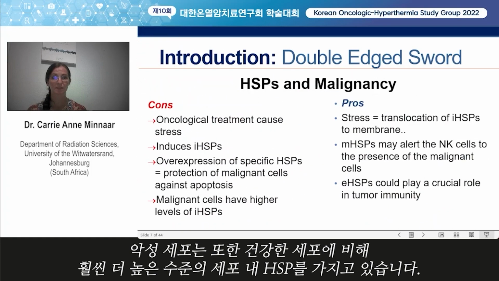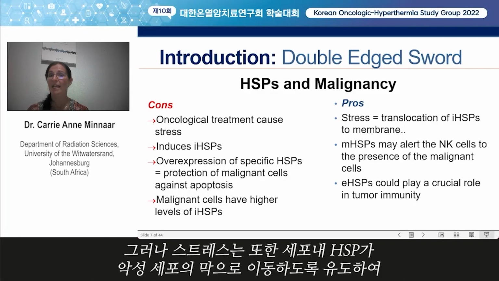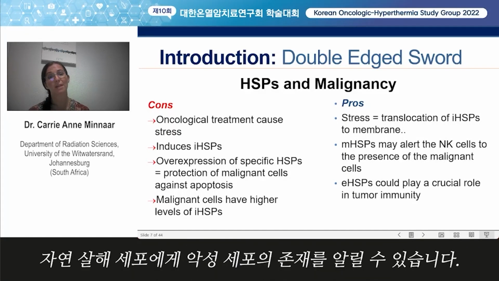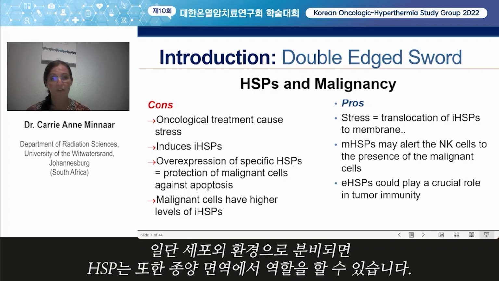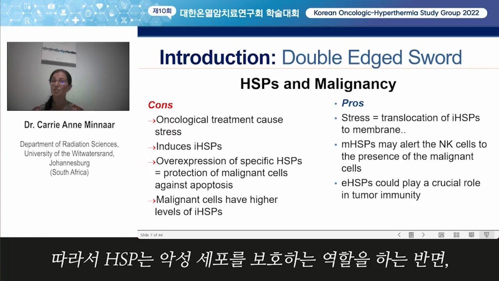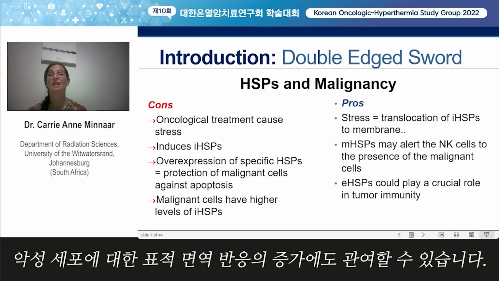Malignant cells also have much higher levels of intracellular HSPs compared to their healthy counterparts. However, stress also induces translocation of intracellular HSPs to the malignant cell's membranes, where they may alert natural killer cells to the presence of the malignant cell. Once secreted into the extracellular environment, the HSPs may also play a role in tumor immunity. So while HSPs play a role in the protection of malignant cells, they may also be involved in mounting a targeted immune response to the malignant cells.